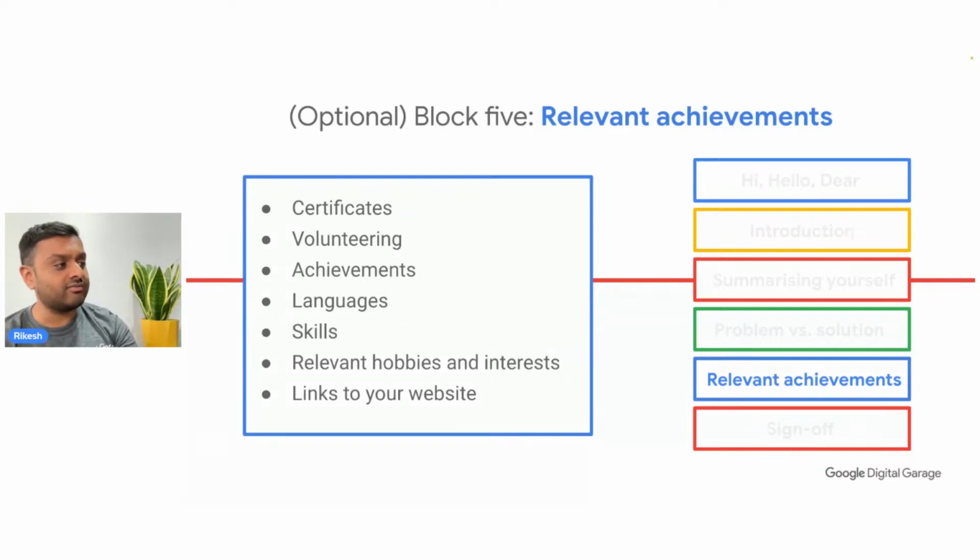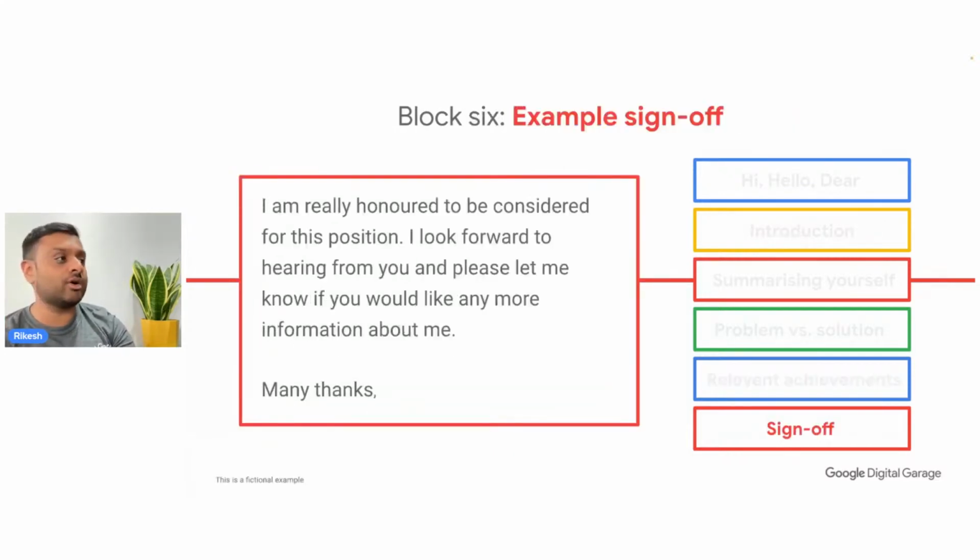And then we've finally got links to our website and relevant hobbies and interests that we might have, and volunteering that we think are relevant to remember as well. And then we've got a sign off, which is the way that we end our letter. So we've got an example here, such as, "I'm really honored to be considered for this position. I really look forward to hearing from you, and please let me know if you'd like any more information about me as well." So that's our nice sign off. So we'll have a look at an example of this structure in play in just a moment.